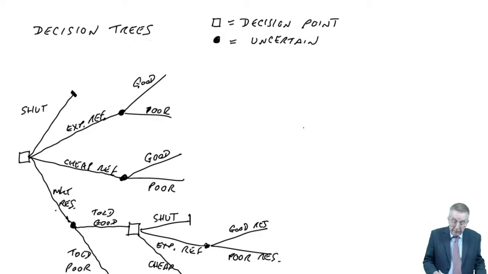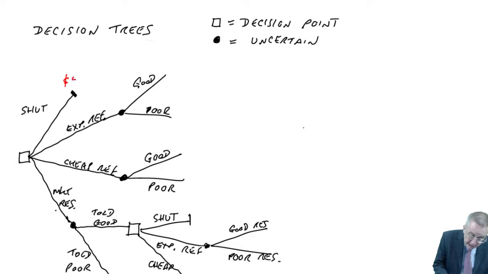I'll do a branch at a time. First of all, suppose our decision does end up being to shut. Well, note A says if we shut down the office, we will receive 5 million. So we now know the benefit of making that decision.